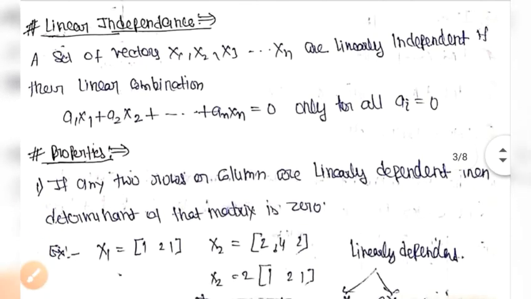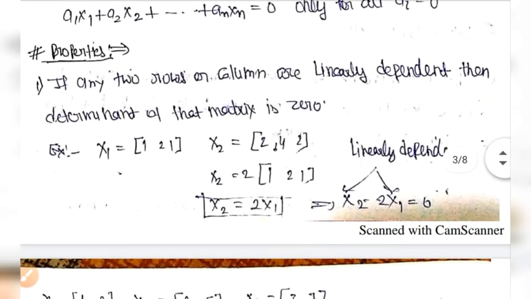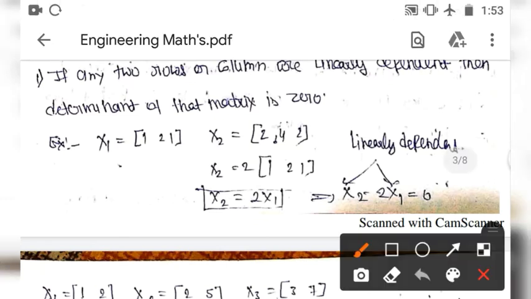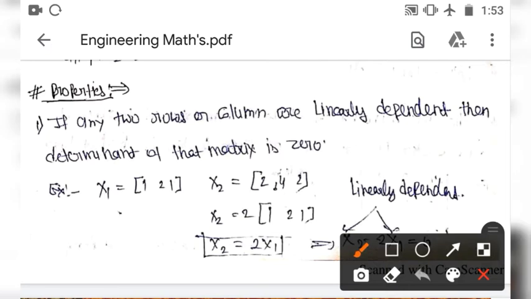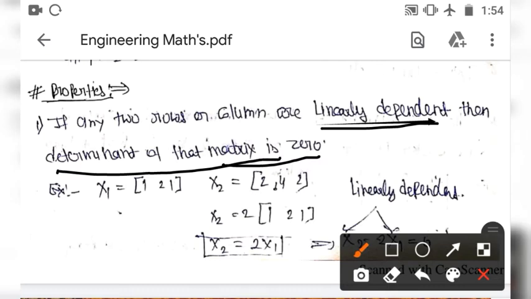In the coming part we'll see an example. Before that, let's write the properties of dependency and independency. If any two rows or columns are linearly dependent, then the determinant of that matrix is 0. Remember, in any given matrix, if any two rows or columns are linearly dependent, then the determinant of that matrix will be 0.